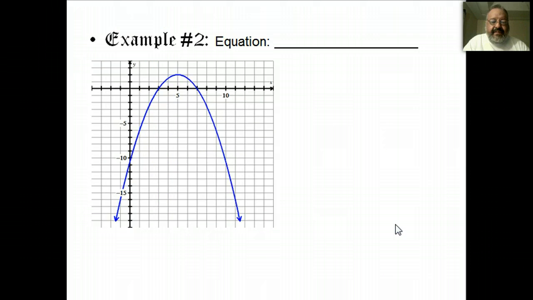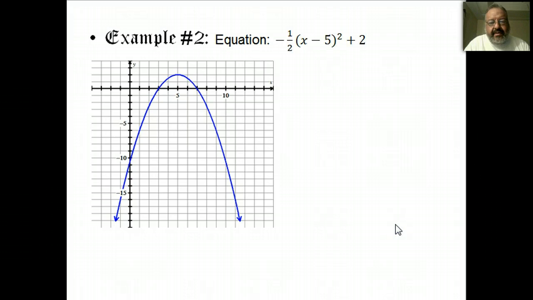In example 2, here is the graph. Now you've got to get the equation. In this case, it's reflected across the x-axis, so there's going to be a negative. It's a little bit wider, and it looks like it'll be about 1/2. It moves to the right 5, so there's going to be an x minus 5 inside, and it goes up 2, so there's going to be a plus 2 on the outside. There's the graph and the equation.